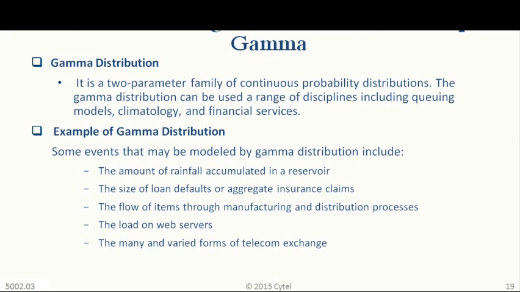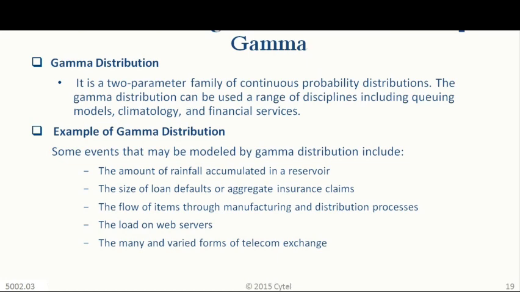Similarly, there is a generalization of the exponential distribution to the gamma distribution. This is a kind of generalized positive-valued distribution with positively skewed data. Some events that may be modeled by the gamma distribution are the amount of rainfall, size of loan defaults, manufacturing, load on web servers, and the like. Although the examples are not from the clinical trials domain, basically this is a positively skewed distribution, and the sum of independent exponential random variables leads to the gamma distribution.